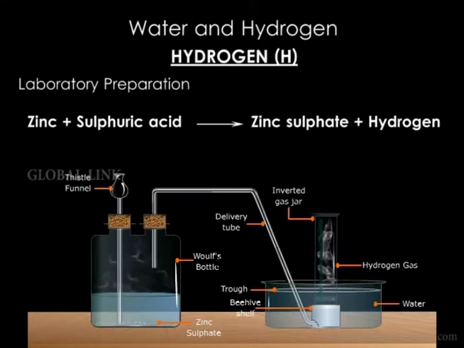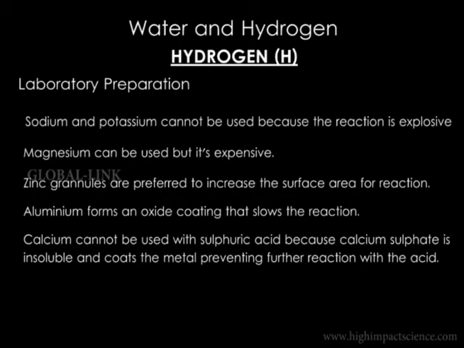Metals react with dilute acids to form salt and hydrogen. Sodium and potassium should not be used because the reaction will be explosive. Magnesium can be used, but it's expensive. We use zinc granules instead of zinc metal to increase the surface area for reaction.